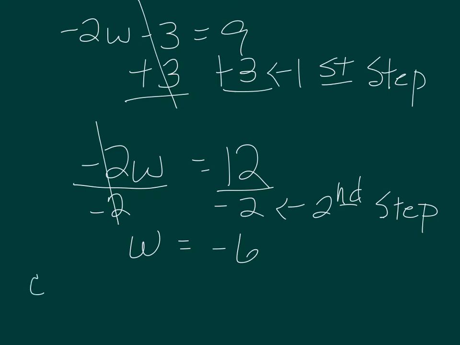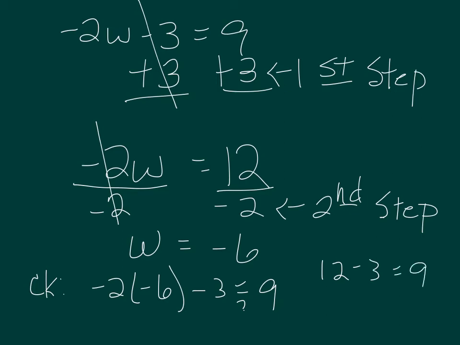Now let's check. Okay, so this time we're going to take our original equation, and instead of w, we're going to use our answer because we're saying they're the same. And we're going to check it out. Does it equal 9? So what's negative 2 times a negative 6? I'm going to have to come over here to the side so you can see it. That's right, it's a positive 12 minus 3. Well, what's 12 minus 3? It's 9. So it checks. We know we've done our work correctly.